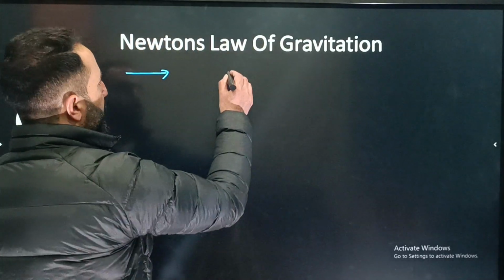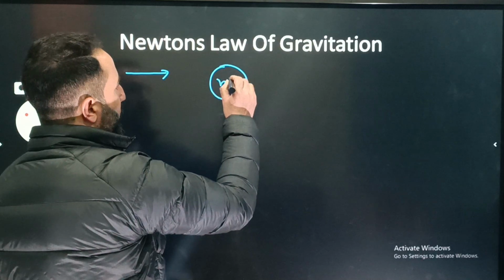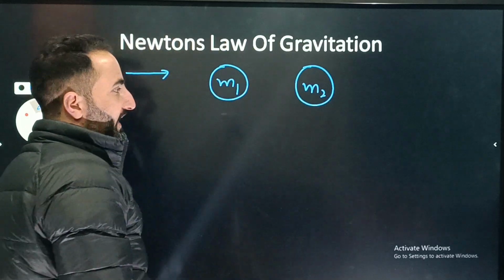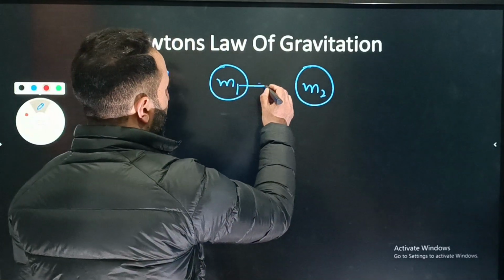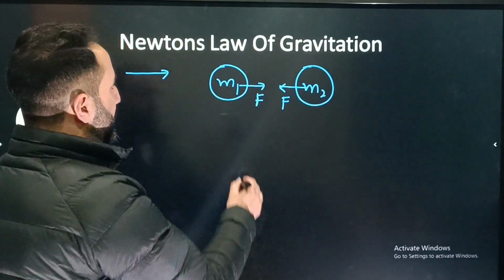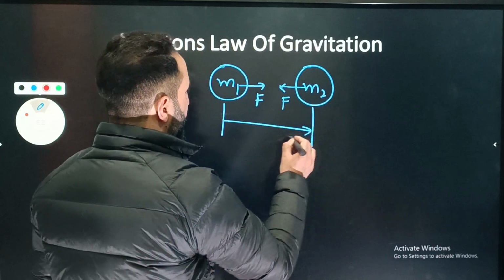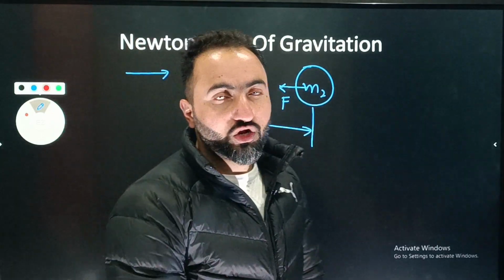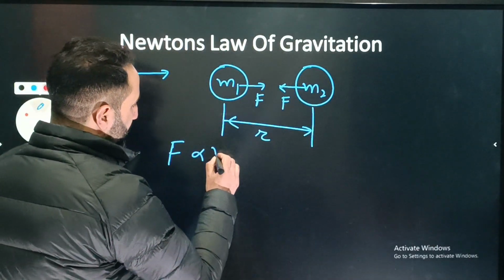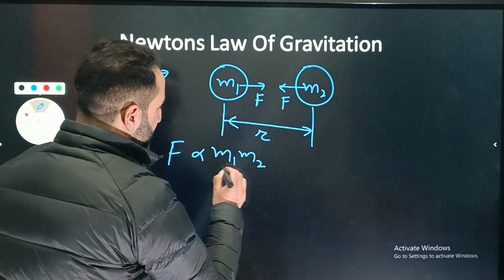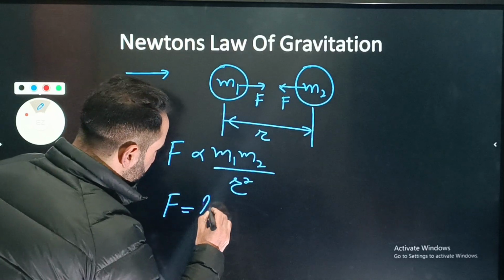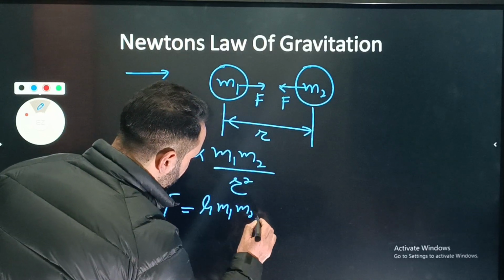Here we have 2 point masses, this mass is m1 and this is another particle, its mass is m2. Now these two particles attract each other by a force equal to F. The value of this F depends upon 2 parameters. F is directly proportional to the product of the masses m1 m2 and inversely proportional to the square of the distance. Then F is equal to G multiplied by m1 into m2 divided by r square.